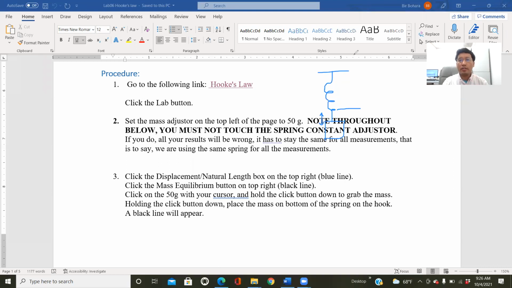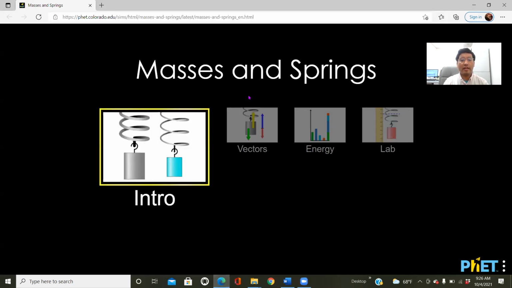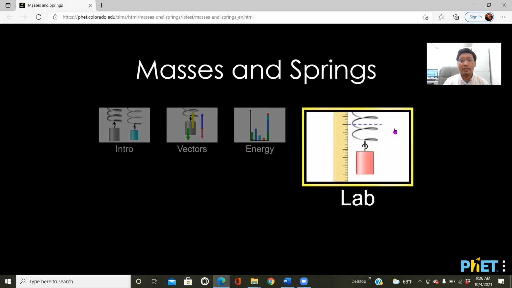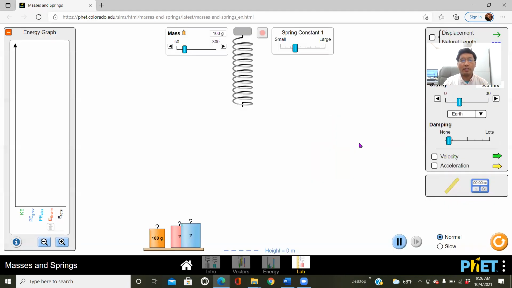Okay, so in this lecture, I'm illustrating how to perform an experiment on Hooke's law. If you click on the link here, this will lead you to this lab. There are several options to choose: one is the introduction, then velocities, energy, and the lab. We are doing the lab, so I'm clicking right here. If you double click here, you will get this window.